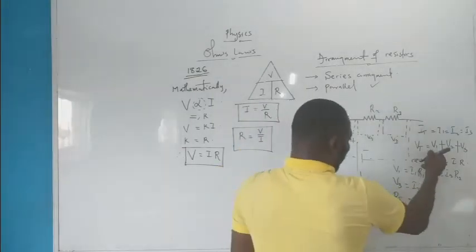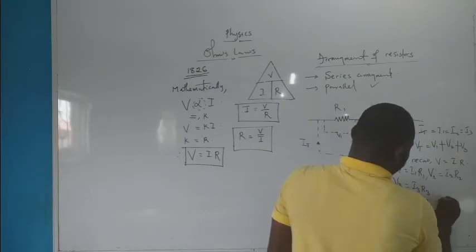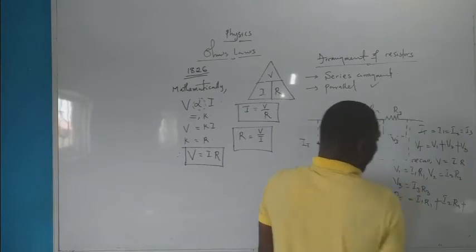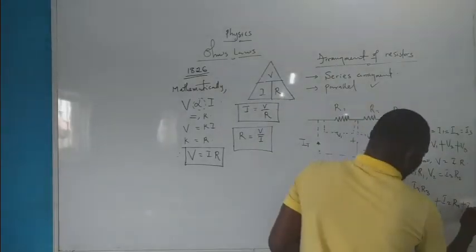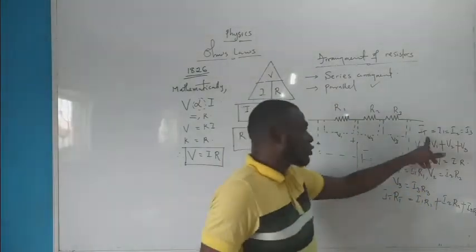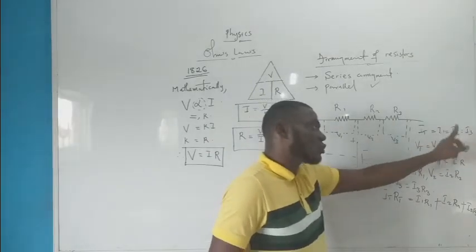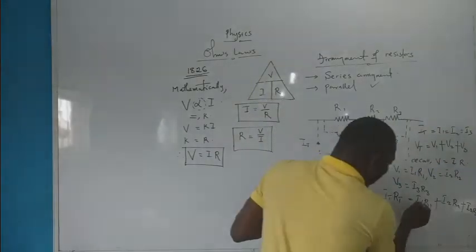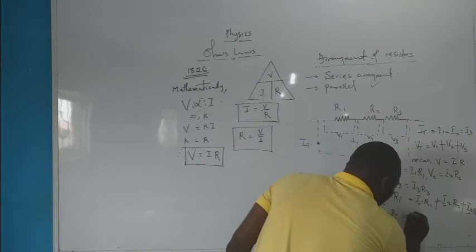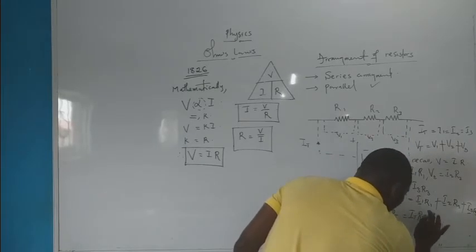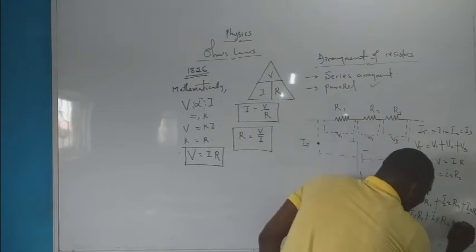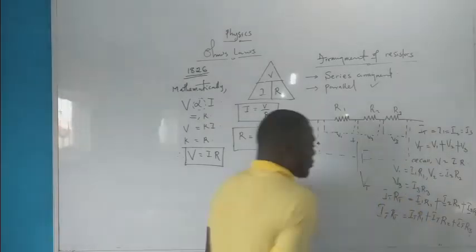V1 is I1 R1, plus V2, which is I2 R2, plus V3, which is I3 R3. But we said that I total is the same as I1, I2, and I3. It means that the currents are the same. So we have V total equals I total R total, equals IT R1 plus IT R2 plus IT R3.